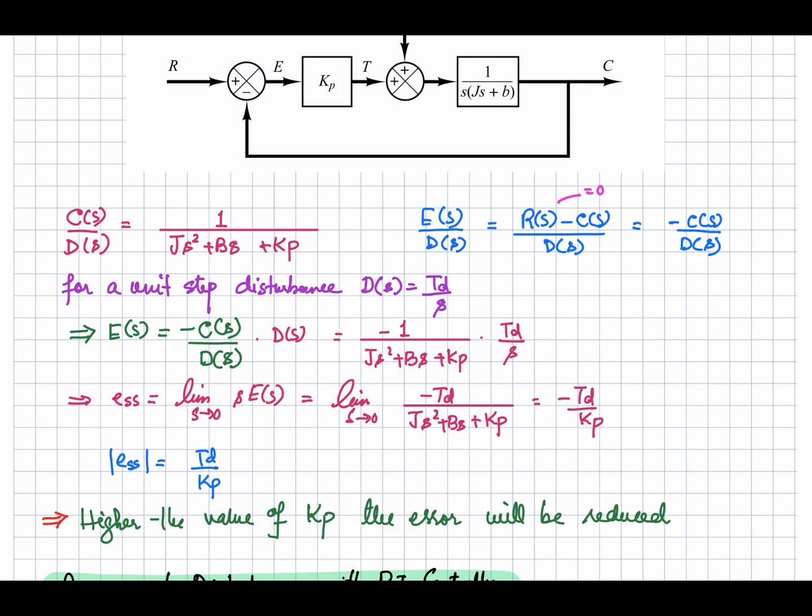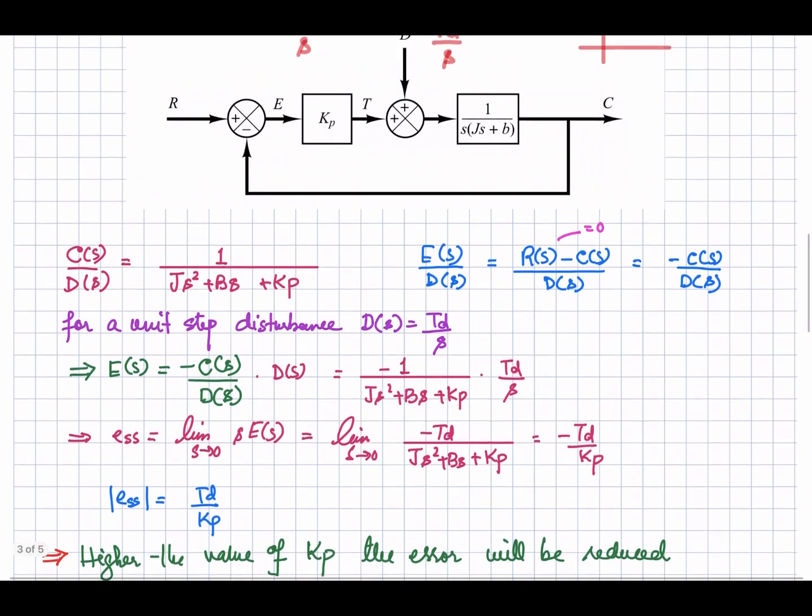So higher the value of this KP, that is the proportional gain over here, the error because of the disturbance in the steady state will be reduced, because it is in the denominator, right? So as the KP will increase, the steady state error will be decreasing.